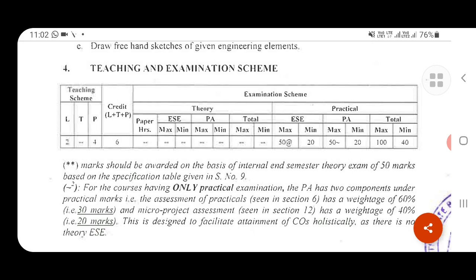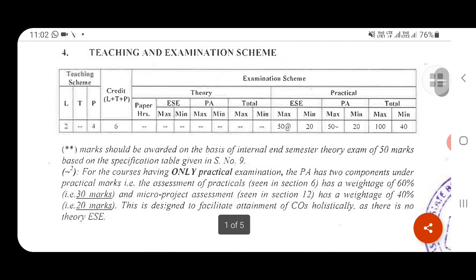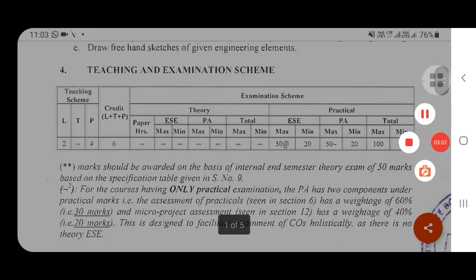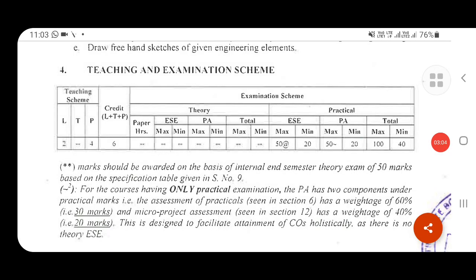And next is the practical assessment, PA, which is 50 marks, out of which 30 marks are for practical assessment and 20 marks for micro project. So write down this, out of this 100 marks for the exam.